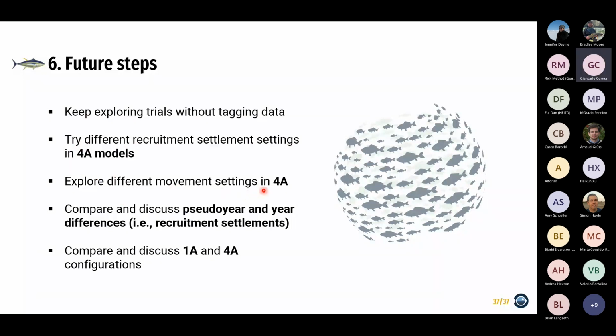Explore different movement settings in the 4-area model. Francisco already said the configuration that we use. However, we are aware that there are other configurations that could be suitable for this experiment, so that's something that we are already exploring. Compare and discuss the difference between both configurations. Compare and discuss the difference between the 1-area and the 4-area configuration, just to understand what happens if we ignore the spatial structure in the stock assessment model and we only keep the model in a 1-area configuration.